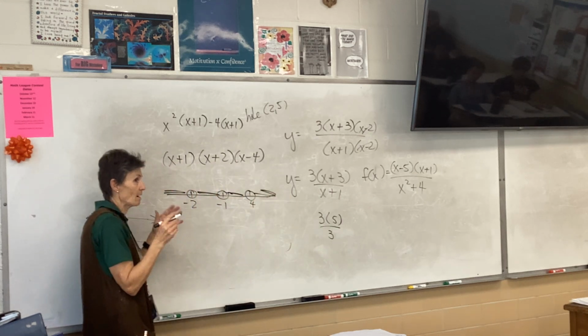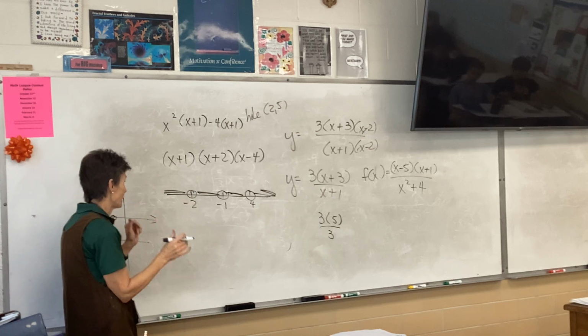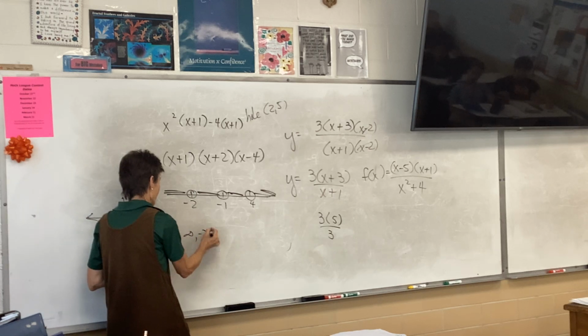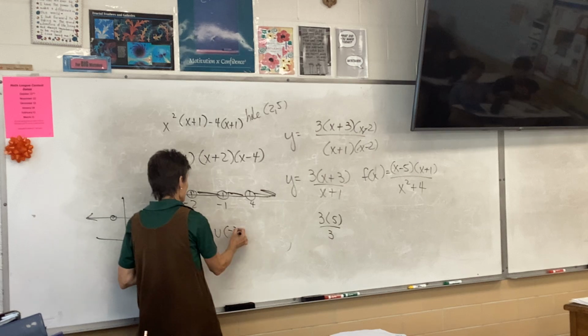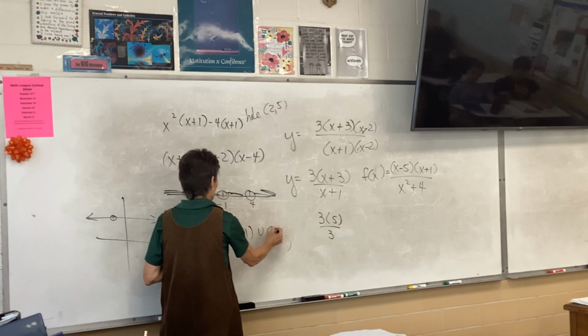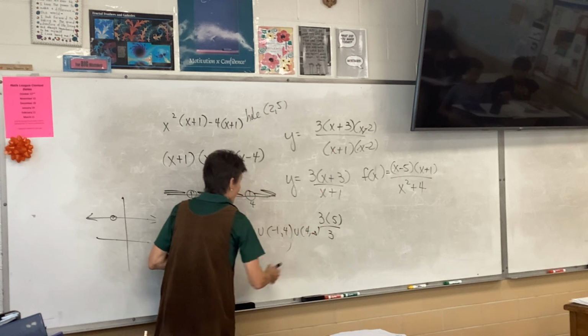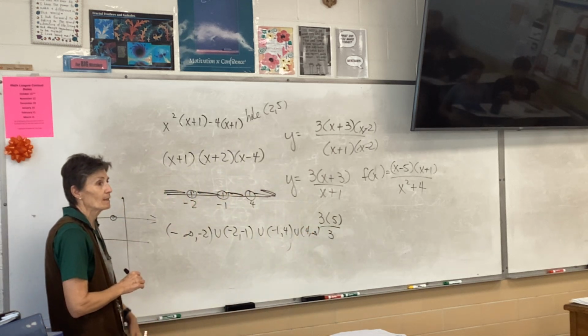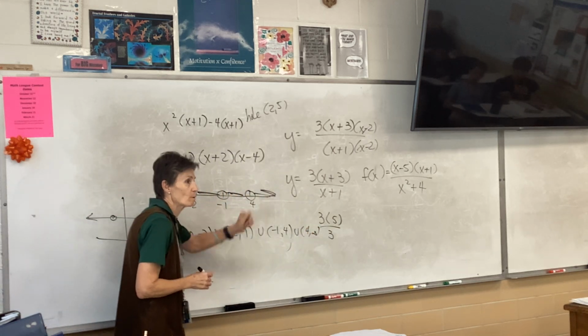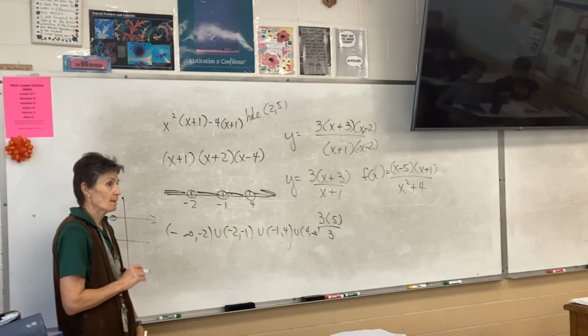I'm doing domain now, I'm not solving anything, I'm just doing domain. So negative infinity to negative 2, negative 2 to negative 1, negative 1 to 4, and 4 to infinity. That would be my domain. Basically everything except those 3 points. Does that make sense? Yeah.